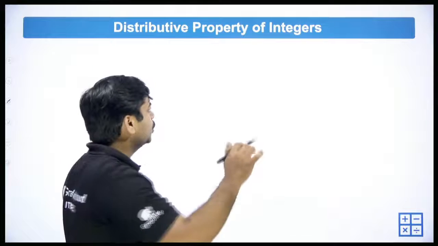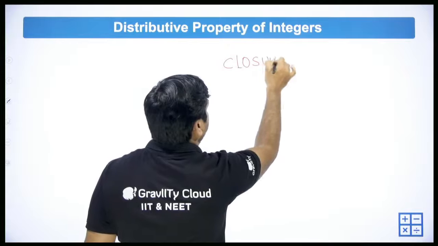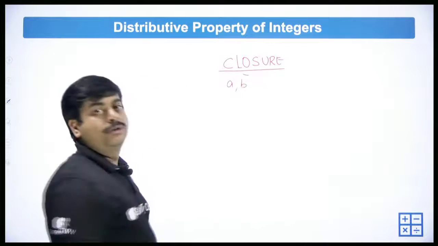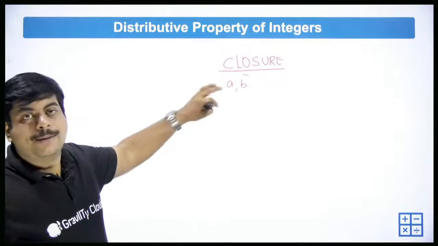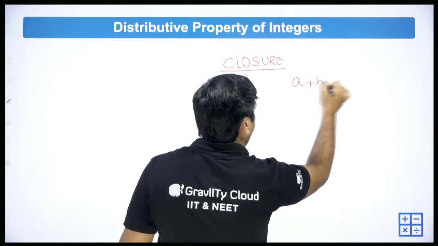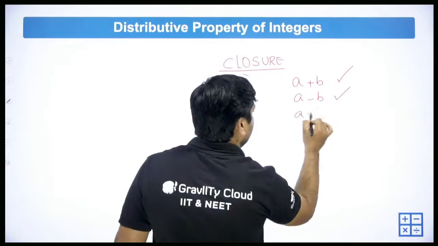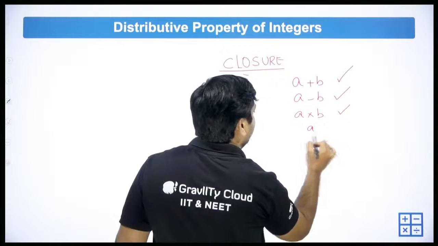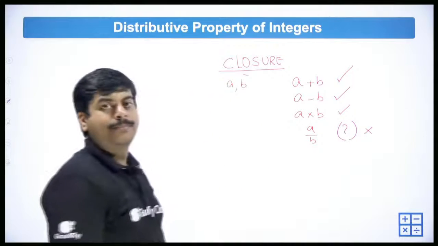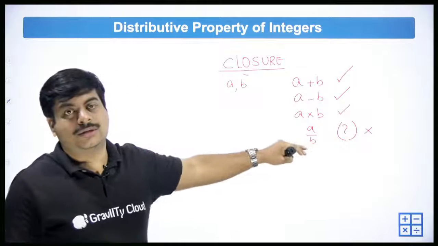When we are taking the closure property, if you have two numbers A and B, both being integers, we can say that A plus B is also an integer, A minus B is also an integer, A into B is also an integer, A divided by B may or may not be an integer. So closure property is valid for all these except for division.